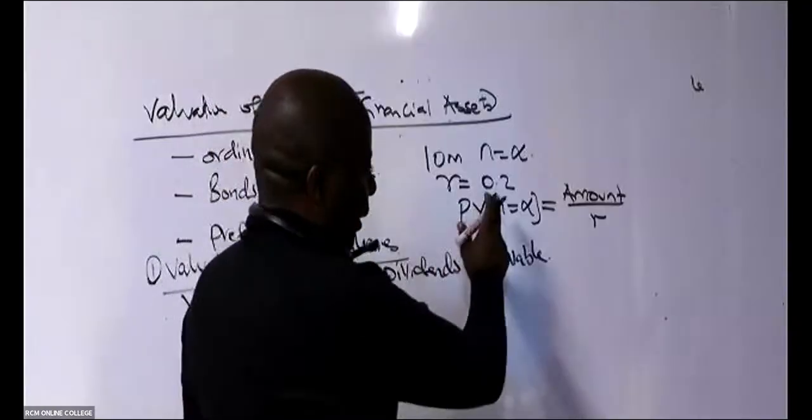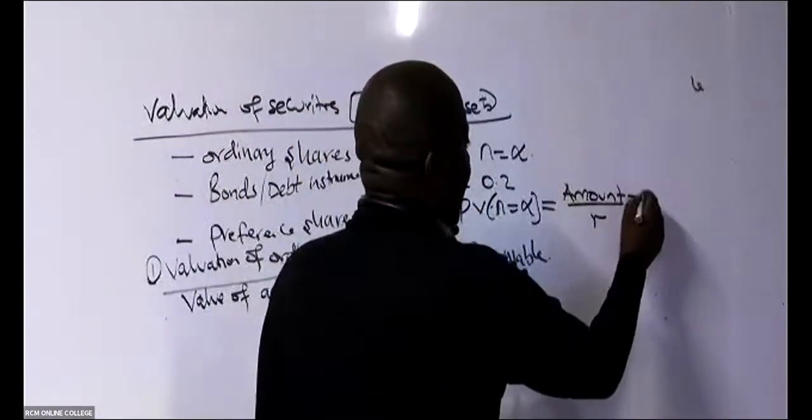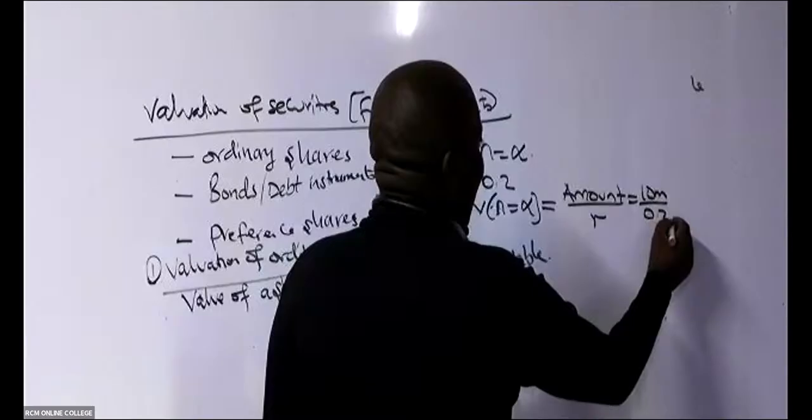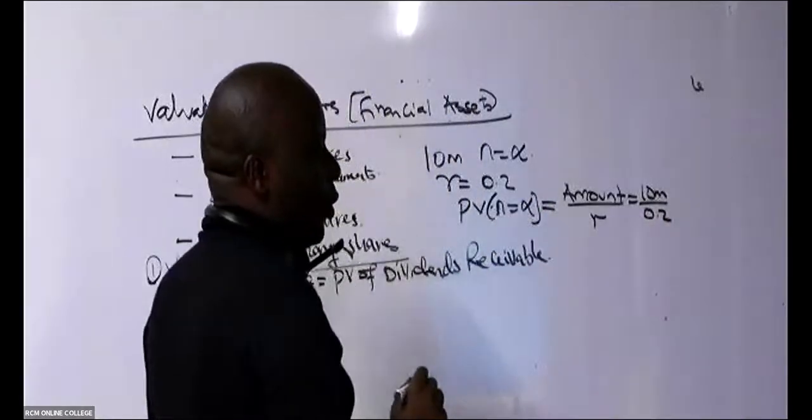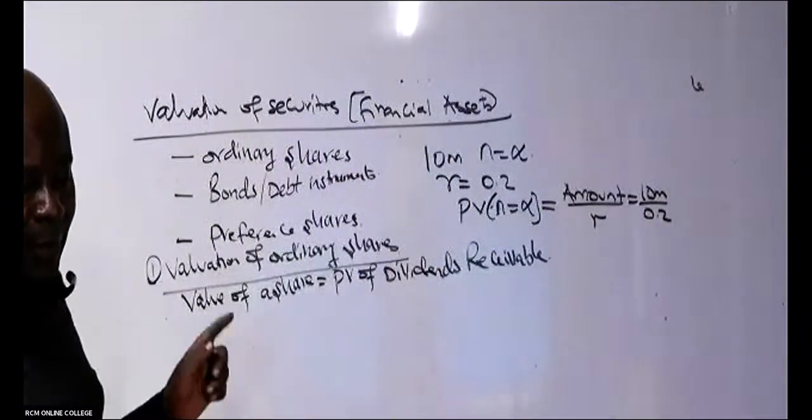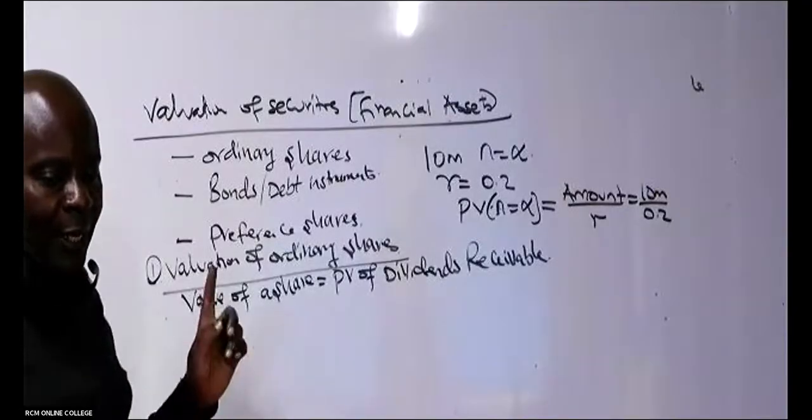So Calvin must have taken this as 0.1. So then this will be 10 million divided by r, which is 0.2. So 10 divided by 0.2 will end up giving me 50 million.